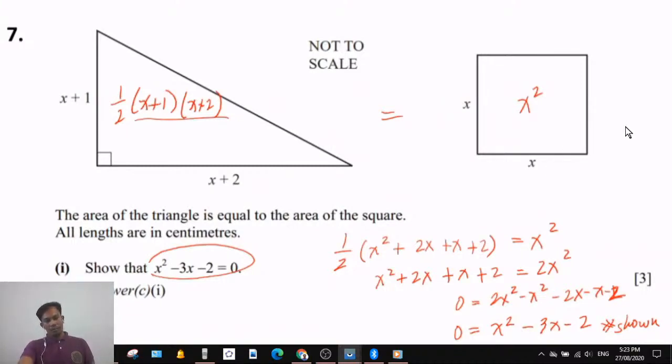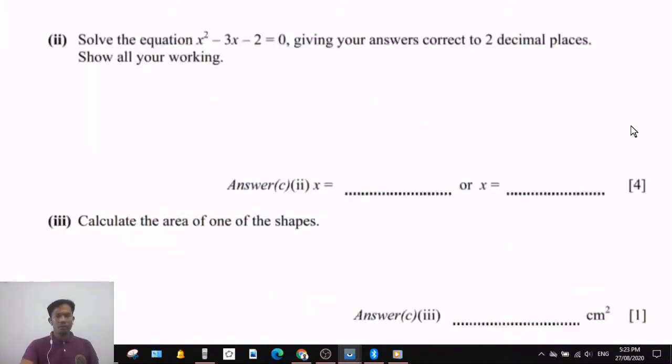Okay. That is how simple this problem number 7 is. Let's move on to question number 2. Solve the equation x squared minus 3x minus 2, giving your answers correct to 2 decimal places. Again, you will use your quadratic formula.